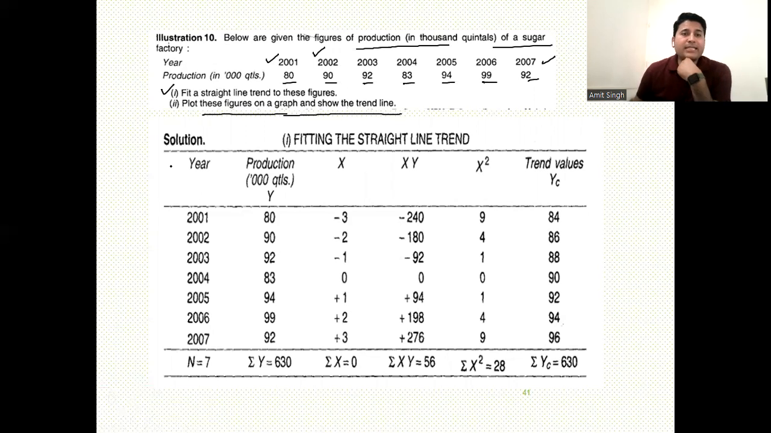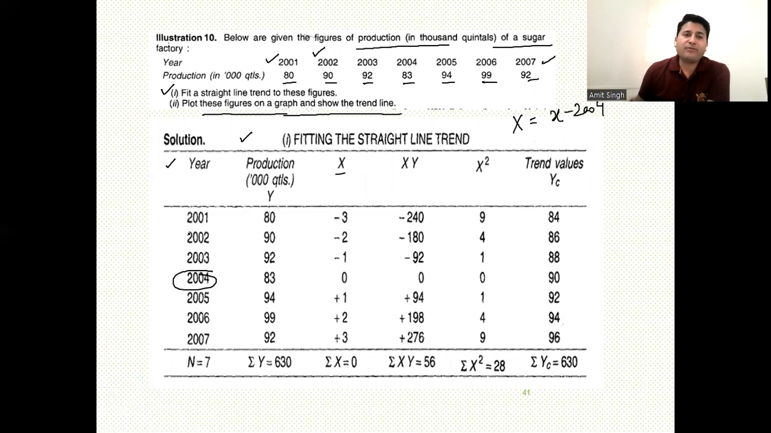Now you can see this is your X, this is your Y. I just take a capital X because the x quantity is large. So I can do capital X equals small x minus, generally the center value is subtracted, so 2004.